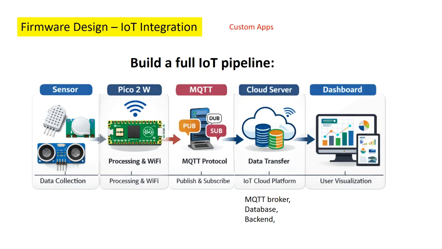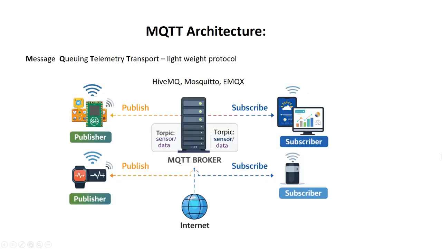Okay, so now let's look at how the MQTT architecture works. We have the message queuing telemetry transport, MQTT. It's a lightweight protocol that was designed for IoT devices. Why? Because some of the data we will be transmitting from our IoT device are very small packages, small data sizes. So we need a very light protocol, and that's why MQTT was developed.